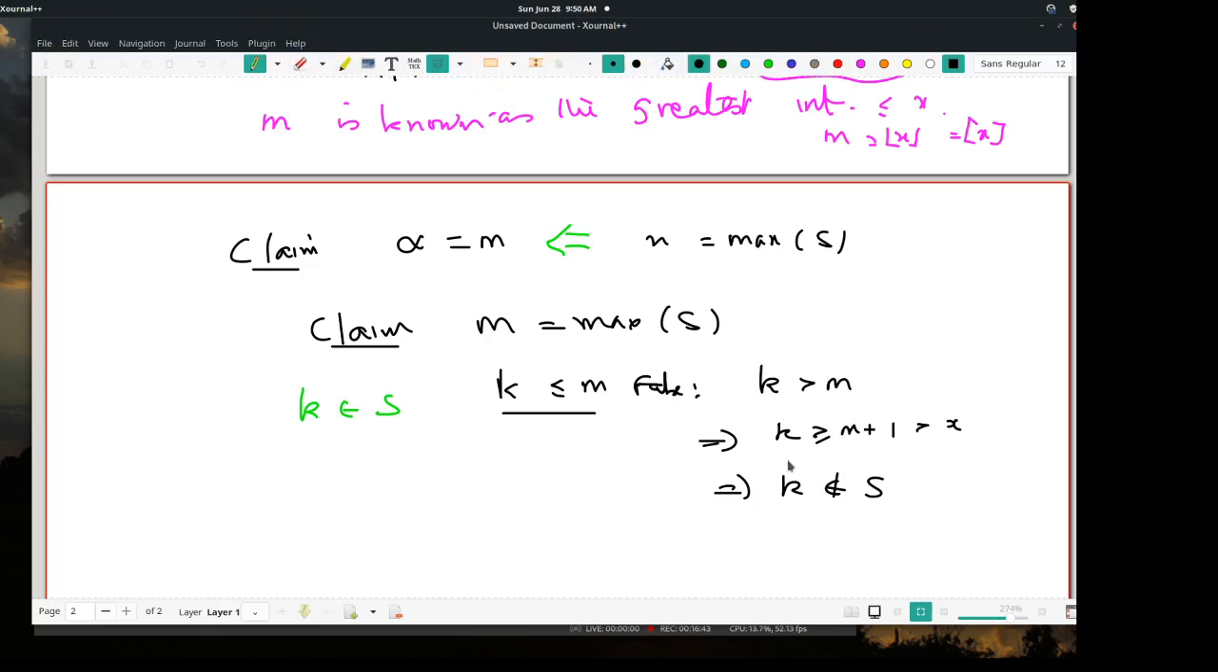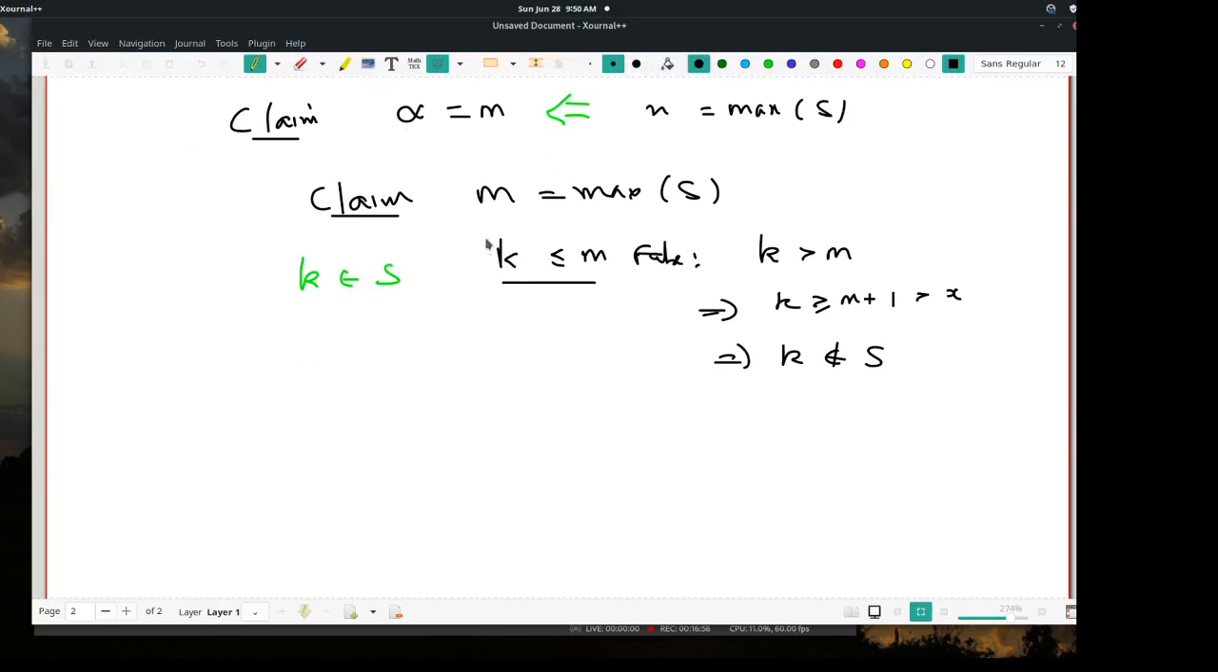then k is greater than m. If k is greater than m, k is greater than or equal to m plus 1. They are all integers. But m plus 1 by our choice is greater than x. Therefore, k is greater than x. If k is greater than x, k cannot be in S. Therefore, this is an element of S, and every element of S is less than or equal to m. Therefore, this claim is done.